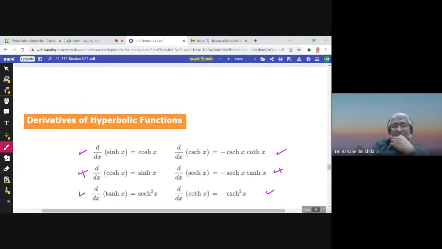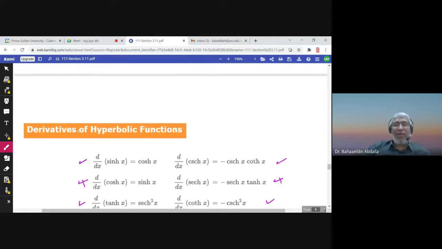You can prove all of this easily. For example, to find the derivative of sinh x, actually sinh x is e to the power x minus e to the power negative x over 2. So to find the derivative, you keep the 2 because it's a number, and the derivative of e to the power x is e to the power x minus the derivative of e to the power negative x, which is e to the power negative x times negative 1. And this is in fact cosh x. So you can see easily that the derivative of sinh is cosh.